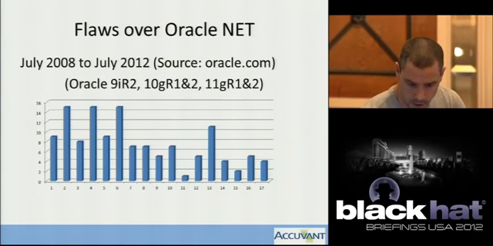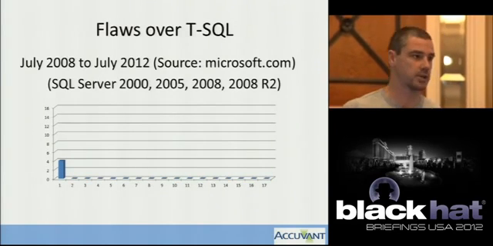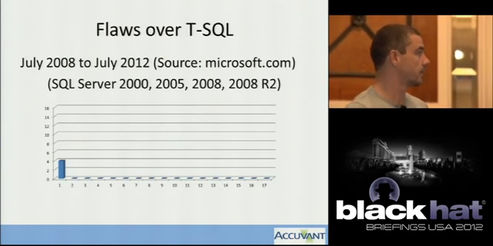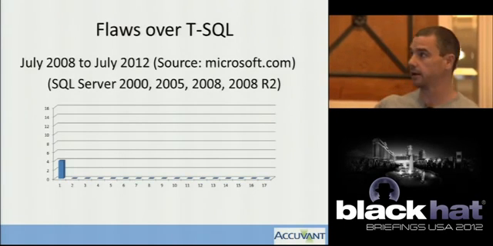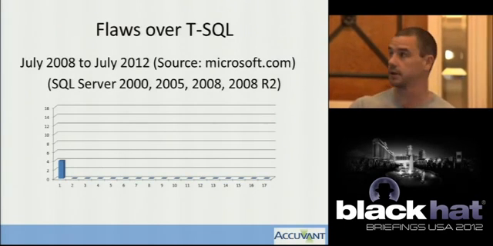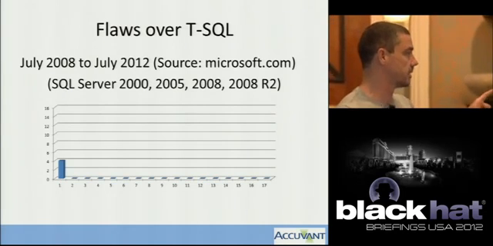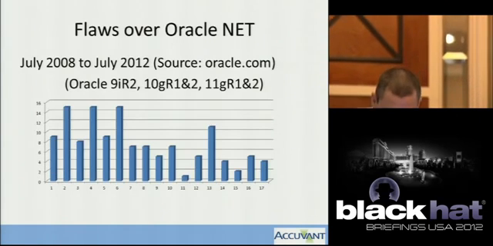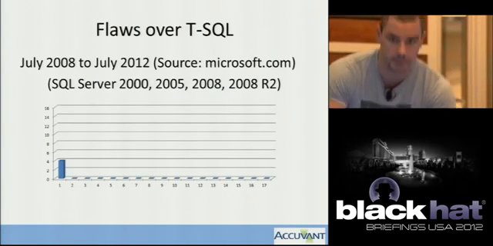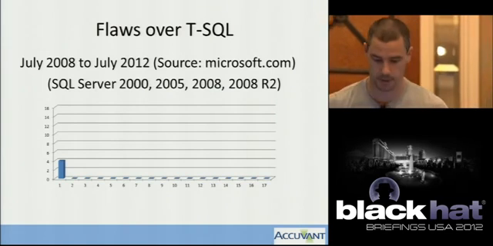Just to give you some context, this is Microsoft SQL Server in the same time period, covering SQL Server 2000 up to version 2 of SQL 2008. This basically is the amount of flaws. So that's how Oracle's doing, that's how Microsoft's doing. So it's a pretty good record.